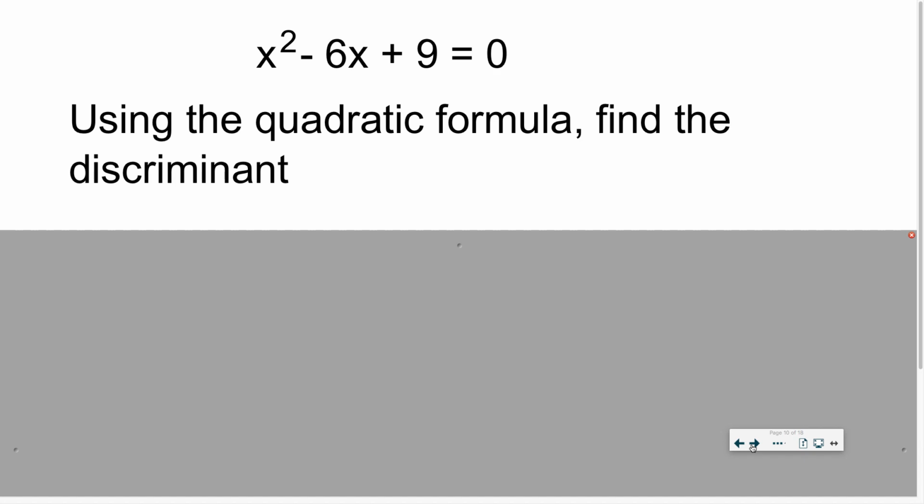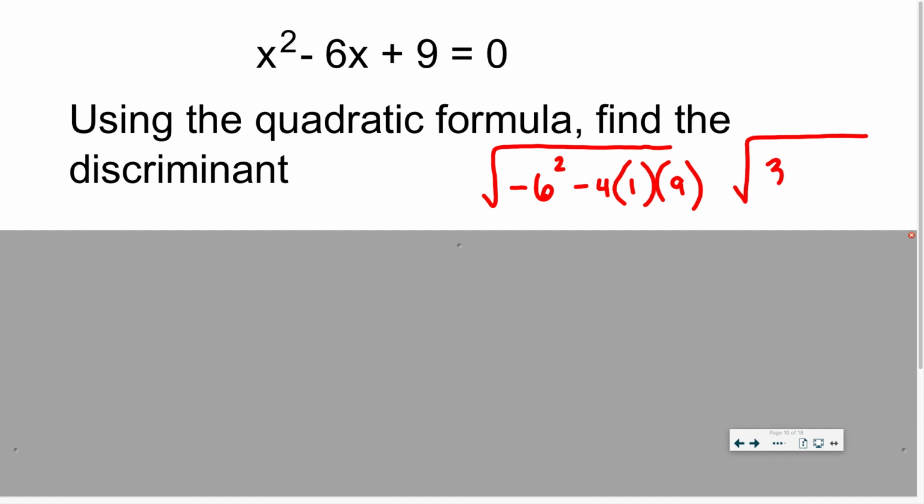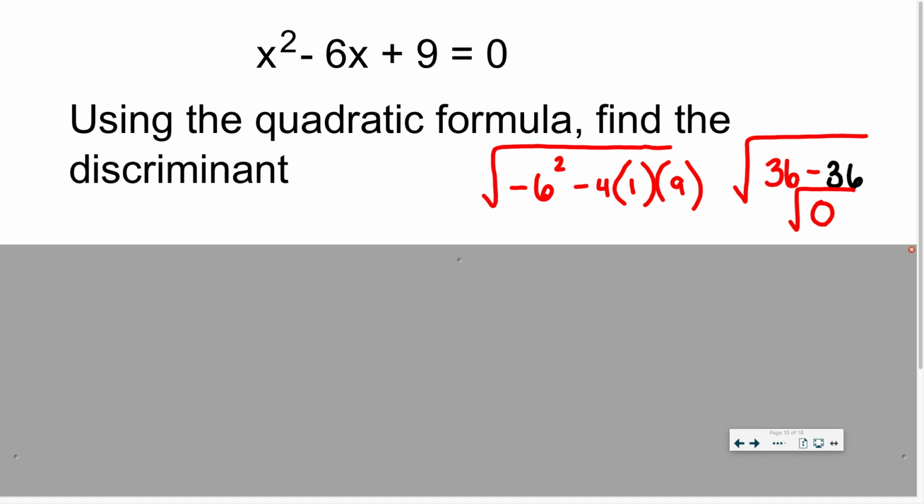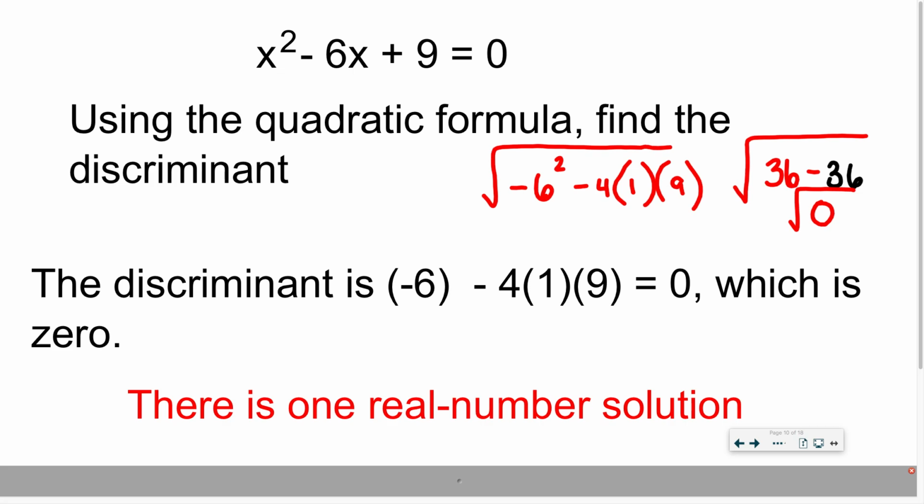What would I do for this discriminant? Negative 6 squared times 1 times, which is what? 36 minus 36. So I'm dealing with the square root of 0. What do we think? One solution. If our discriminant is 0, I have one solution.